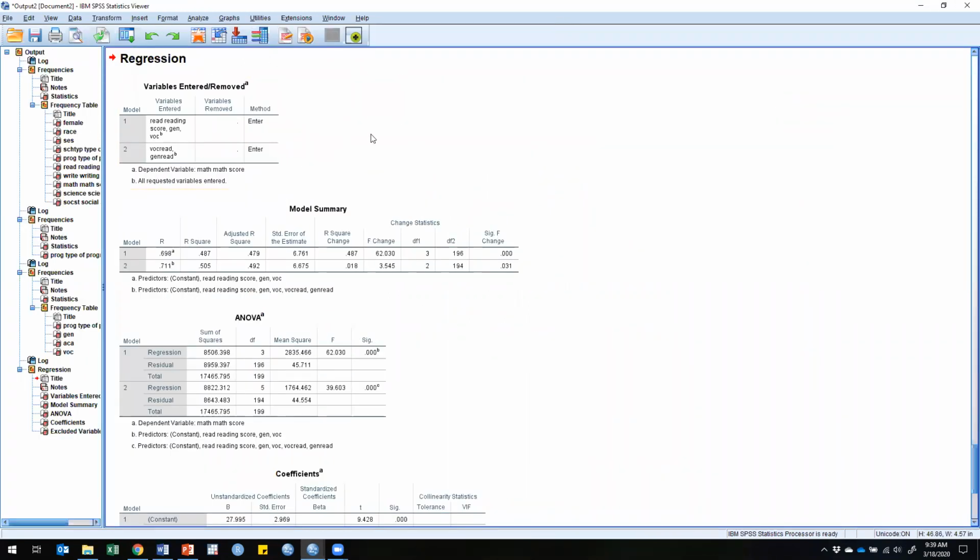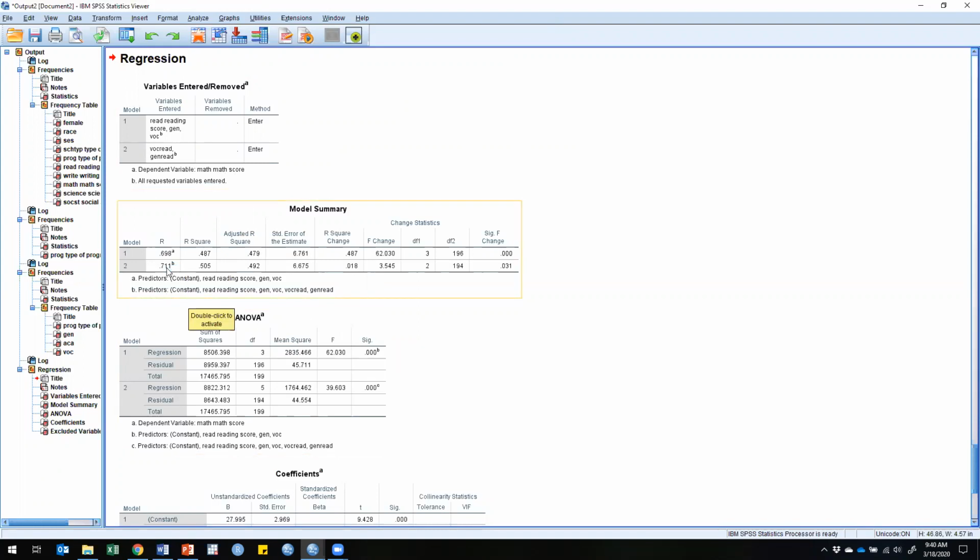All right, so then we have our standard regression output. Our model summary: model 1 is our first block of variables, and model 2 is our second block of variables. We can see that the main effects for reading score and the type of academic program are explaining around 48-49% of the variability in math scores. And this is a statistically significant proportion of variance explained.